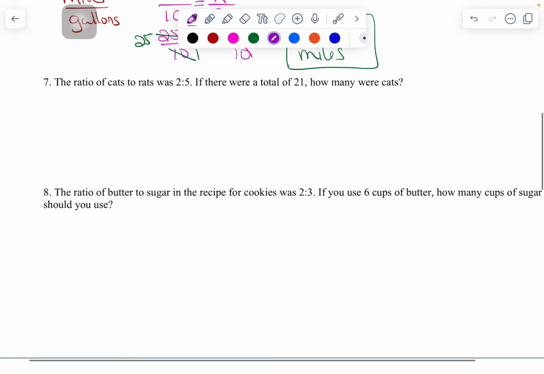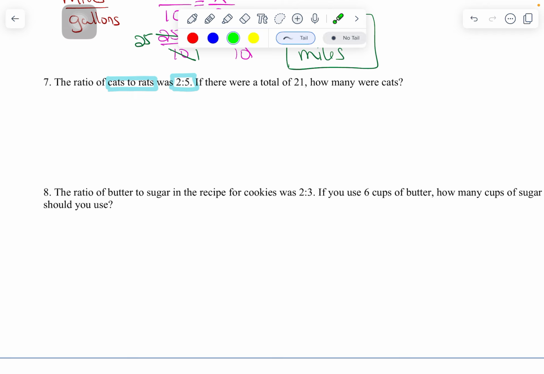All right, number 7, I'm going to grab my highlighter again and highlight what I think is important. Okay, we've got the ratio of cats to rats was 2 to 5. The little colon here, the double dots in the middle, you just read that as the word "to," 2 to 5. Okay, now this one's a little bit different because I already read ahead a little bit. It says if there were a total of 21. Now that 21 isn't cats, that's not 21 rats, that's 21 total critters with all the cats and the rats, okay? And then I want to know how many specifically were cats.